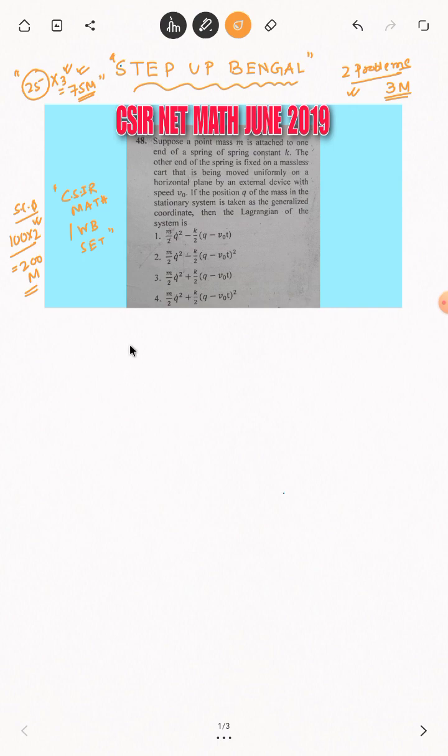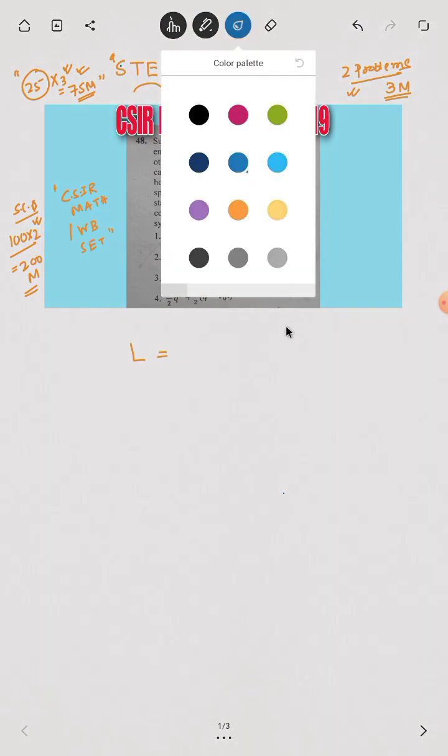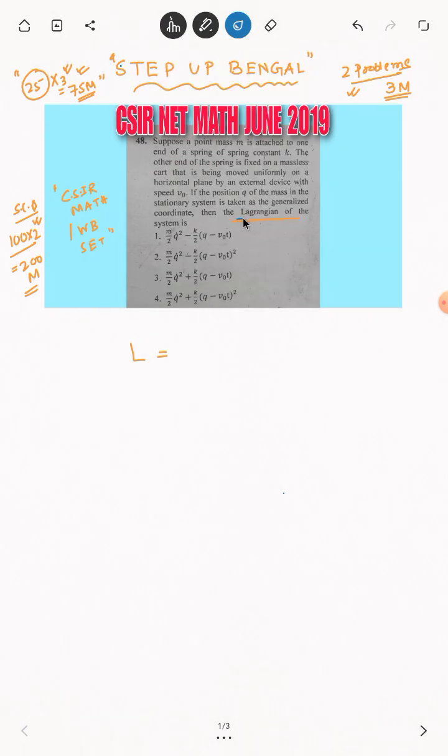We are discussing how to form the Lagrangian. Again, Lagrangian formation is asked. Here we have clearly seen that they have asked about the Lagrangian of the system. So L is ultimately, as we all know, T minus V.